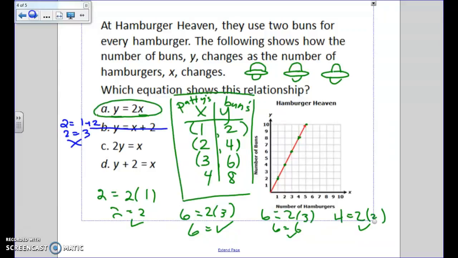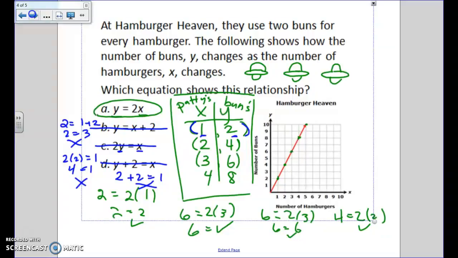Let's double check with C as well, and I'm just using this first point here. 2 times 2 equals 1. The x number is 1, the y number is 2. And again, 4 equals 1, that doesn't make sense. So C is out. And then, of course, 2 plus 2 equals 1. No, doesn't make sense either. So we got lucky on part A. All of our coordinates fit in there and make sense. But on B, C, and D, that's not the case.